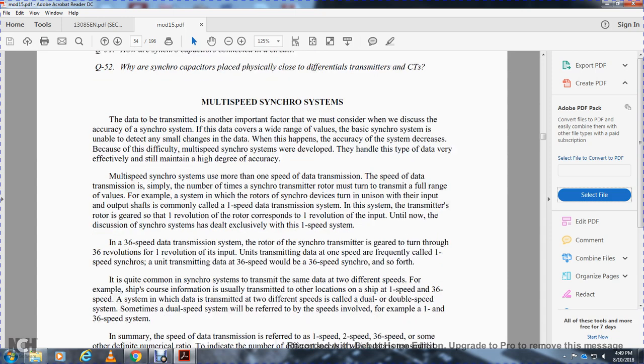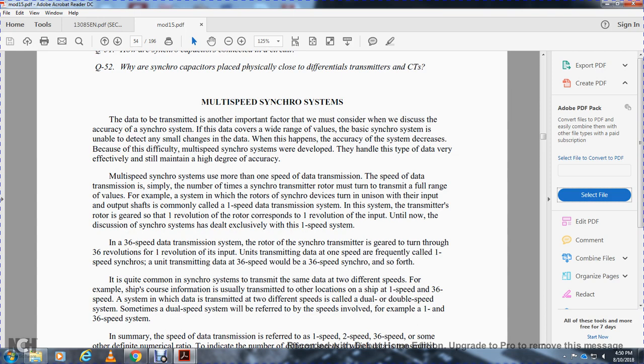Multi-speed synchro system. Another important factor that we consider is the accuracy of the synchro system. The data covers a wide range with the basic synchronizing system. It's unable to detect any small change of the data, which affects the accuracy of the system and the degree of difficulty. In multi-speed synchro systems, we develop ways to handle this type of data very effectively and still maintain a higher degree of accuracy.